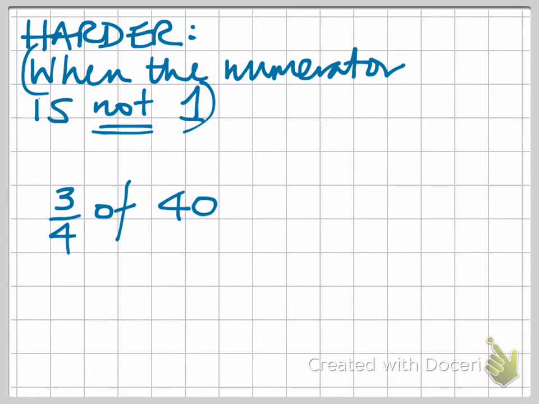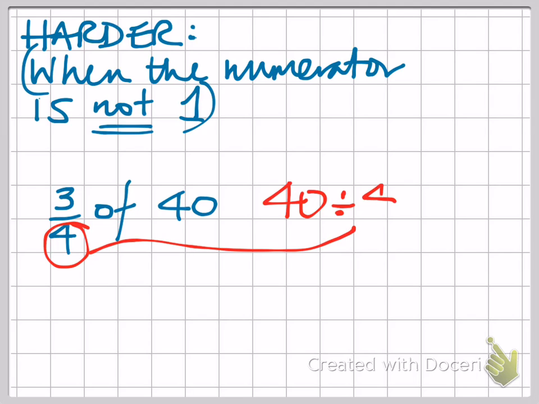The slightly harder ones occur where you've got a fraction where the numerator is not 1. So for these you have 2 stages. The first thing you do is the same as for a simple one. You do the number 40 and you divide it by the number which is on the bottom. Divide by the bottom. So here 40 divided by 4 would give us the answer 10.